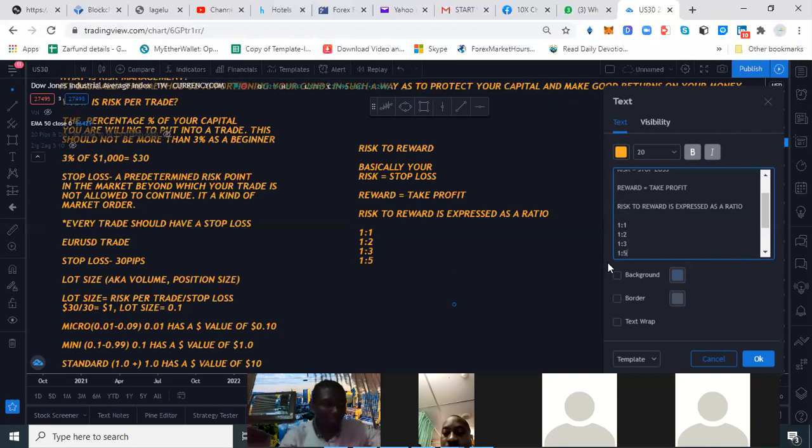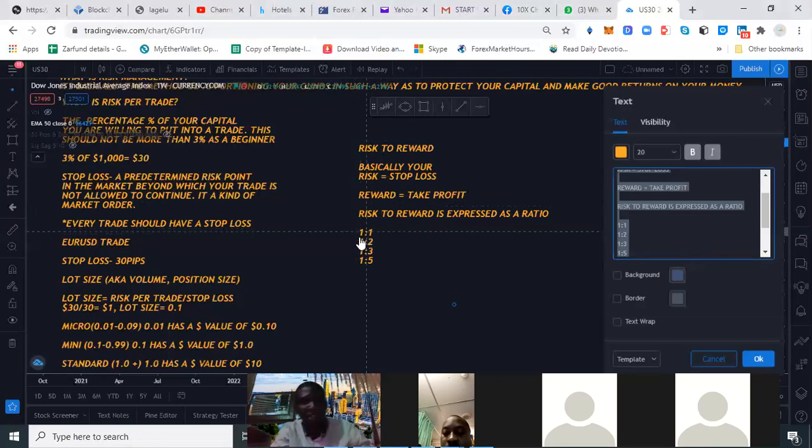So what we are talking about here is this. The one is your risk. Remember, risk to reward. All right? So the left-hand side is your risk. The right-hand side is your reward. So now, when you have a risk of 1, what is your reward?